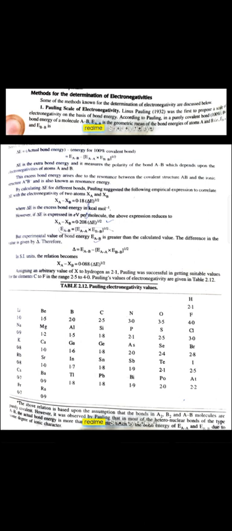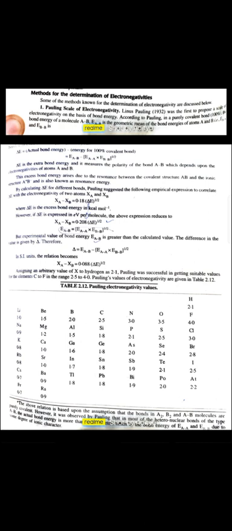By calculating the delta E for different bonds, Pauling suggested the following empirical expression to correlate the delta E with the electronegativity of the atoms XA and XB, where delta E is the excess bond energy, measured in kilocalorie per mole. However, if delta E is expressed in electron volt, the above expression reduces to a simpler form, but the experimental value of bond energy is greater than the calculated value. The difference in the value is given by the delta.